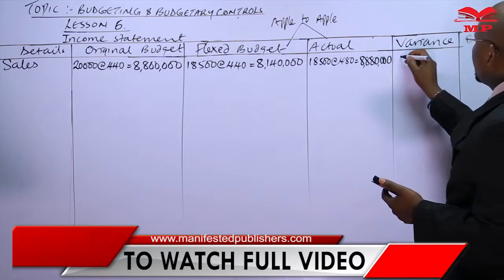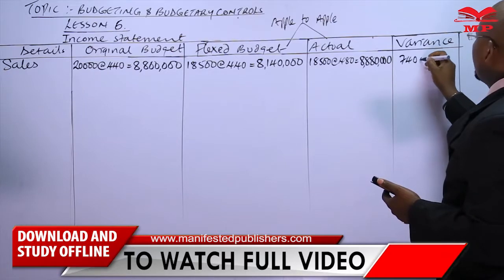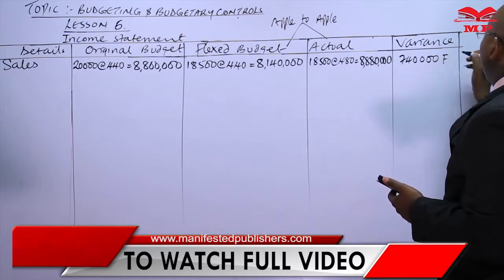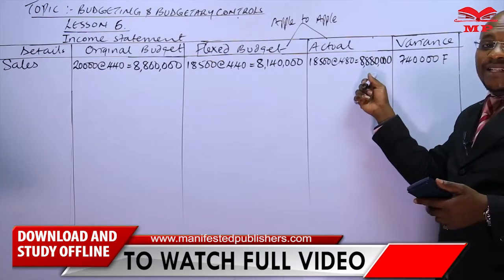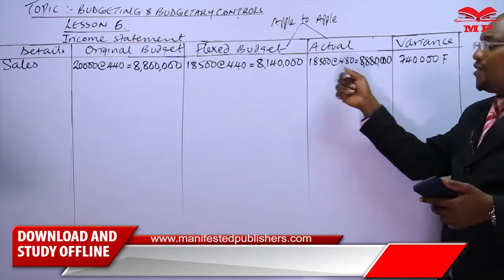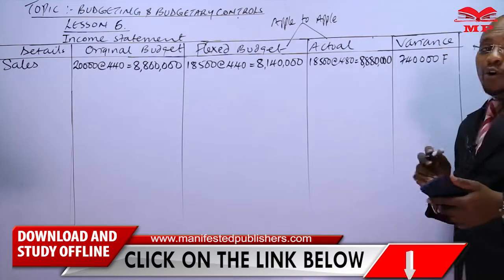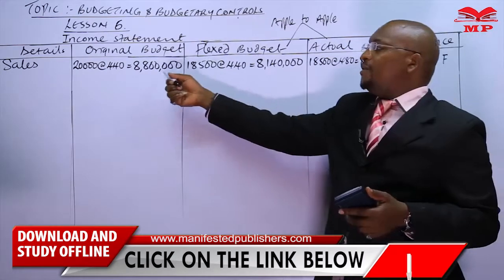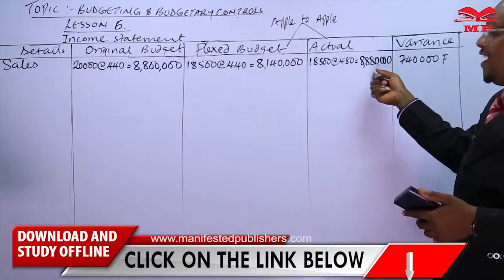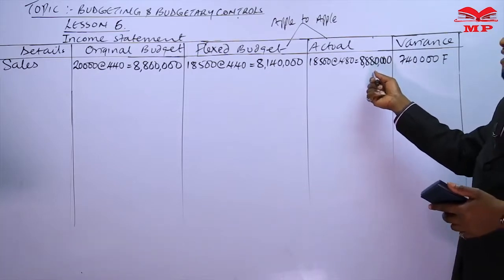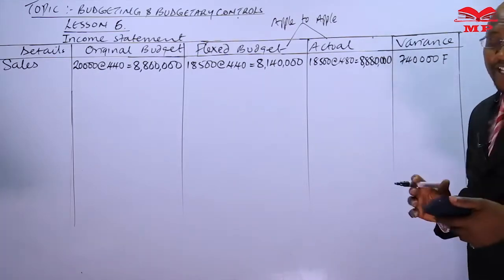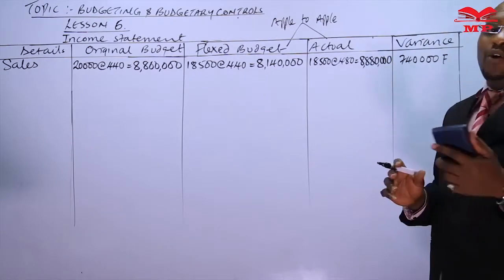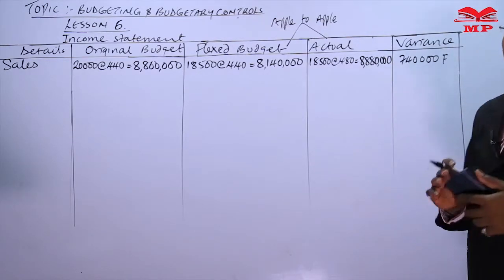That means we made some 740,000 favorable variance. Why favorable? We made more money. These are sales, income. 8.8 is more than 8.1, and that is the best comparison. And when you compare the 8.8 million original budget and the 8.8, we say that somehow we have only an 80,000 difference. 80,000 is on the lower side and actually is a poor comparison.